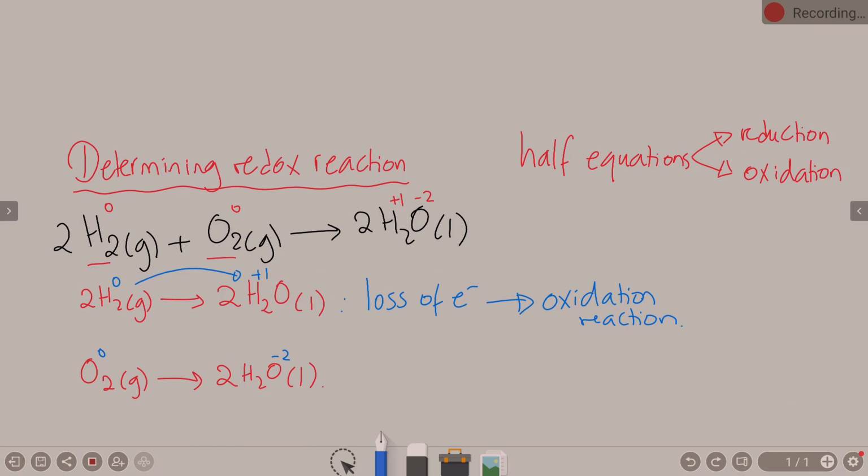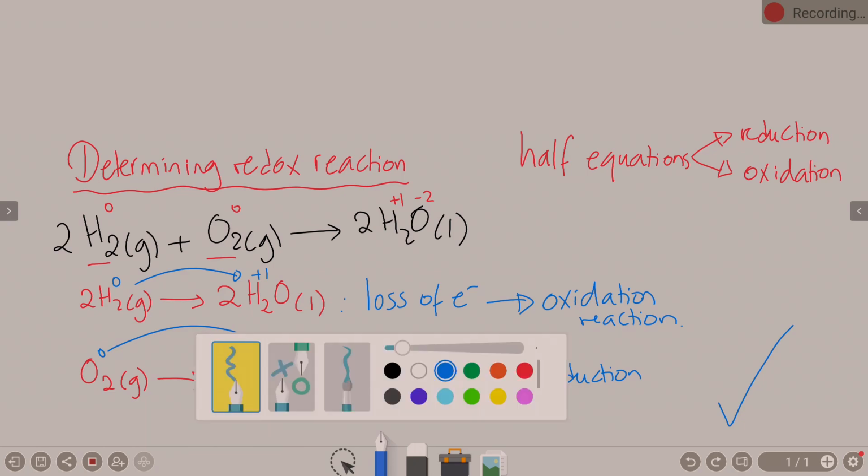In this case, I have a gain of electrons. I'm becoming more negative. And anytime I have a gain of electrons, this tells me that I have a reduction. So yes, I can safely say that this is an example of a redox reaction because I have a substance that has been oxidized and I have a substance that's been reduced.